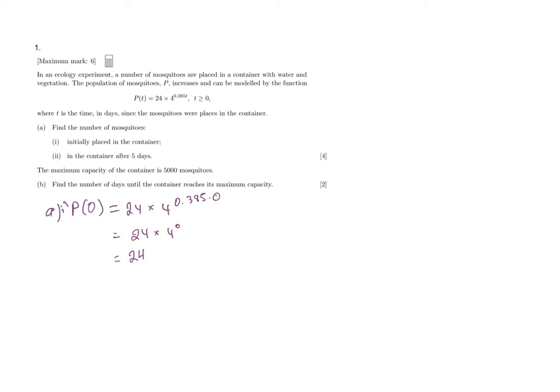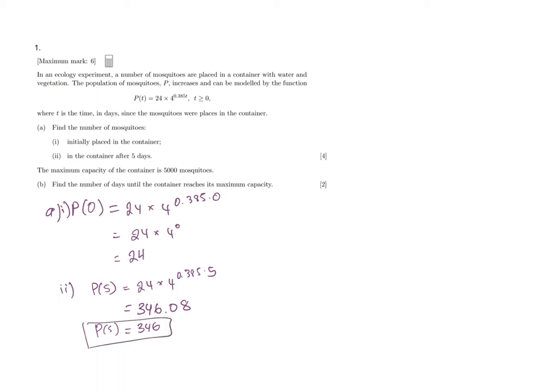And then the second part is when they have been in the container after 5 days. So we want P of 5. P of 5 is going to be 24 times 4 to the power of 0.385 times 5. And this is equal to 346.08. So I'm going to round that to 346 flies.